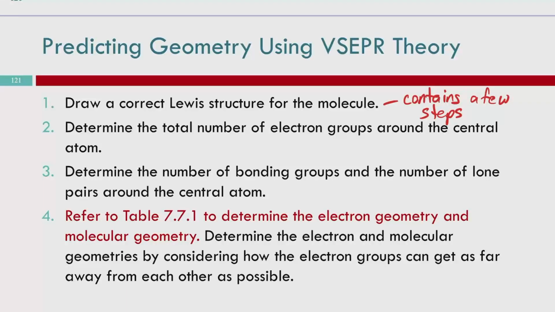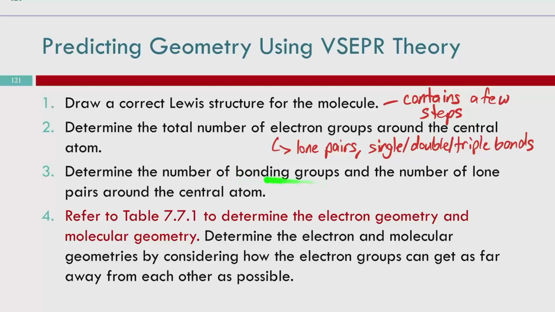Once we've got our correct Lewis structure for the molecule, everything's got its octets, all of our electrons are placed, then we can count up the total number of electron groups around the central atom. Electron groups is anything that's got electrons in it. So lone pairs and single, double, triple bonds. Those are our 4 options for things that constitute an electron group.